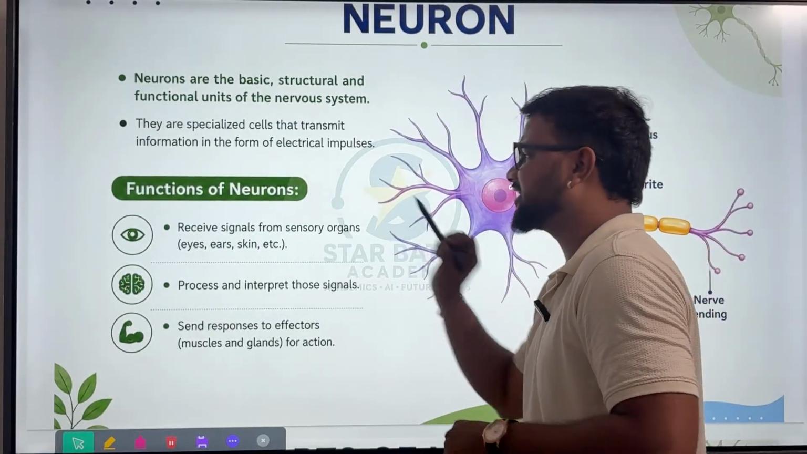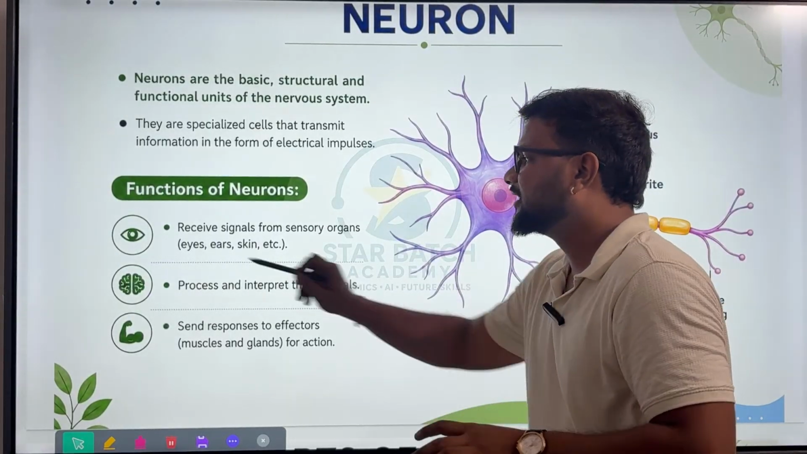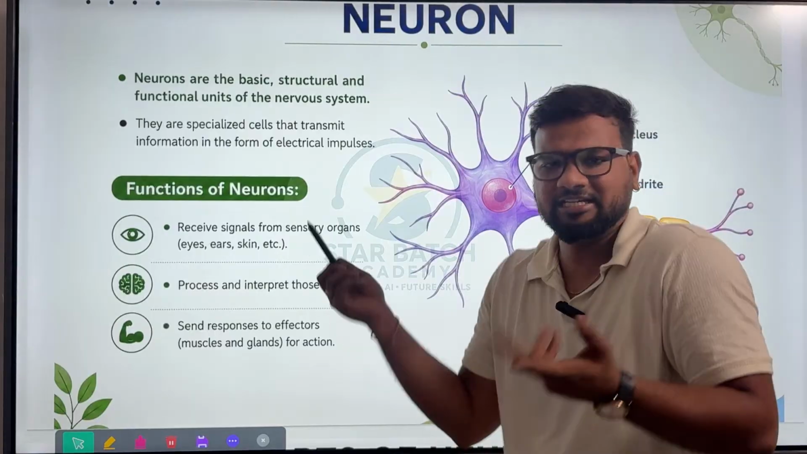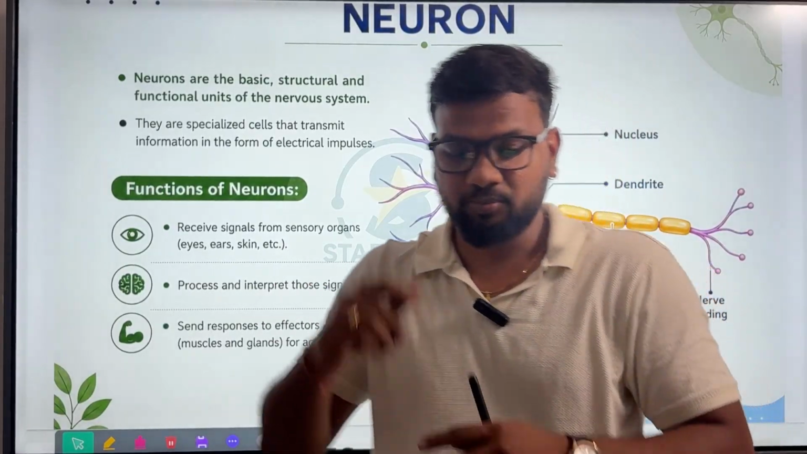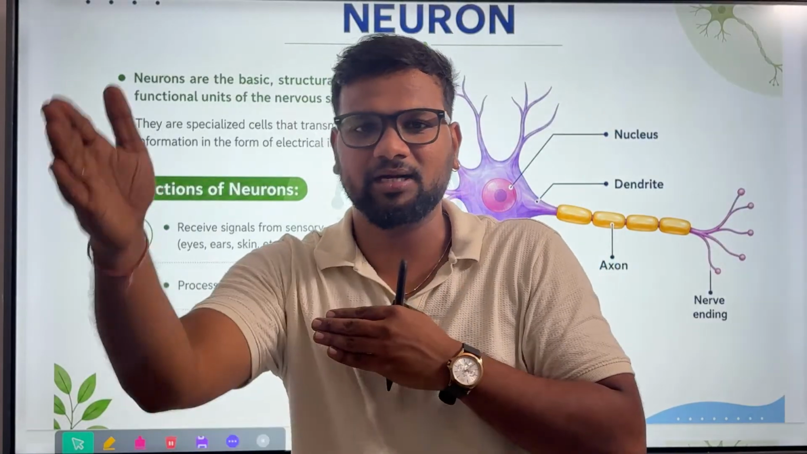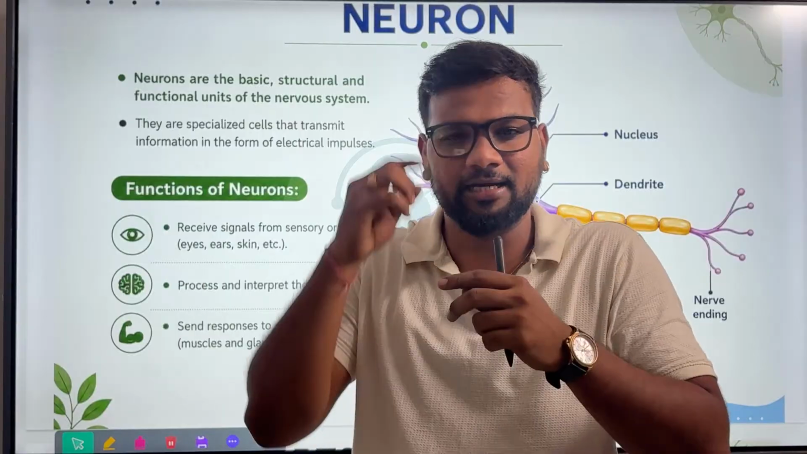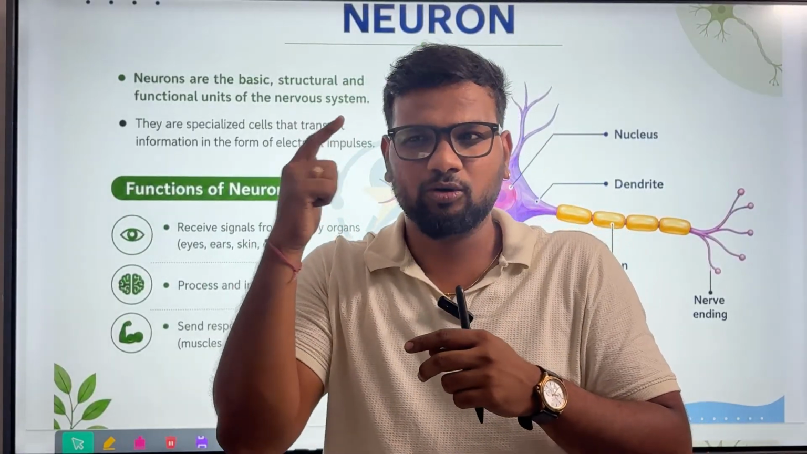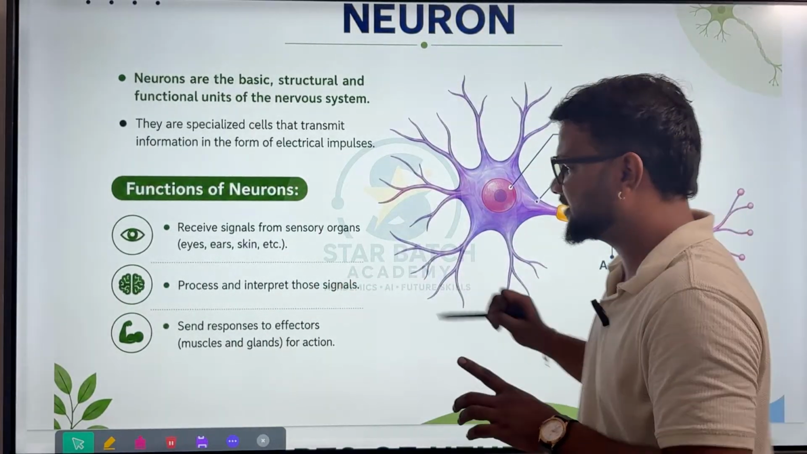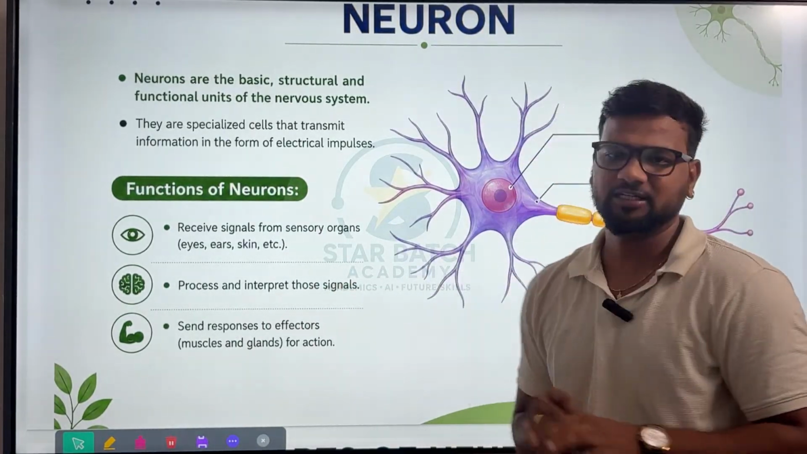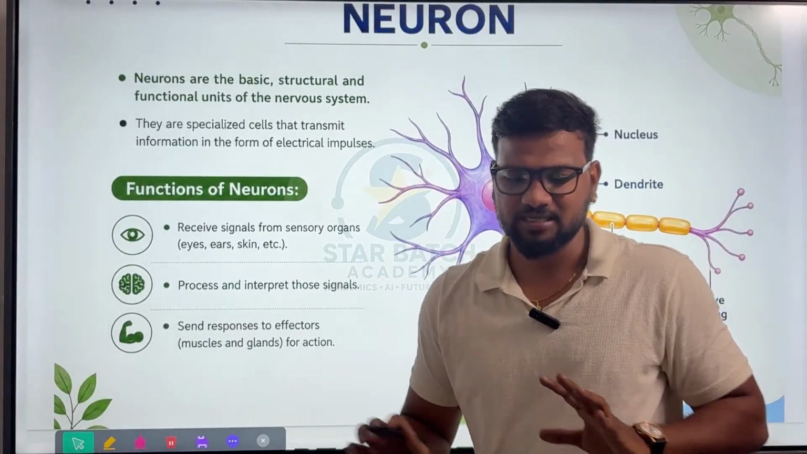It receives signals from the sensory organs like eyes, ears, skin, etc. And it processes and interprets these signals. It takes the information and interprets it. Then it sends a signal, a response, to the effectors. Effectors means the muscles or glands, for an action. Clear?